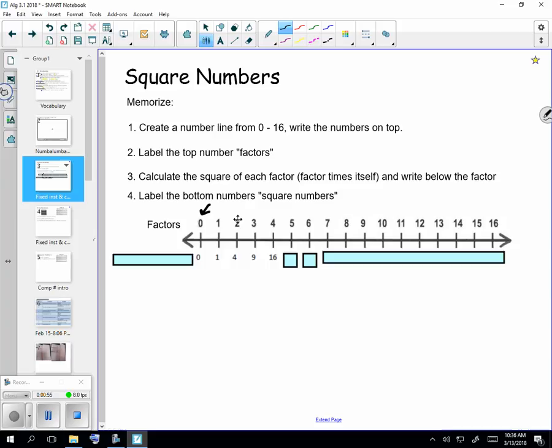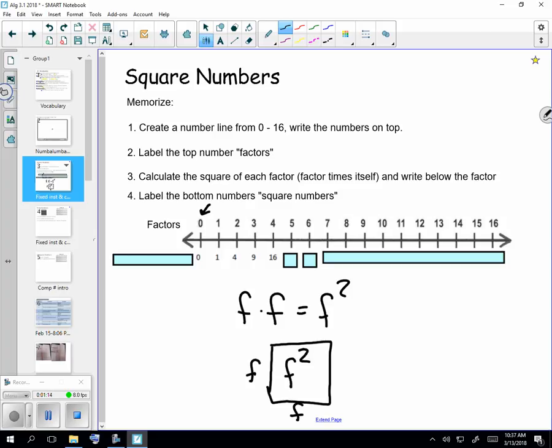So when you're finding a square, you take your factor and you multiply it by itself. You get your square number. This can help if you think about the area of a square is whatever side times the same number for the other side, and you get the area. That is your square number. 5 squared is 25. 6 squared is 36.